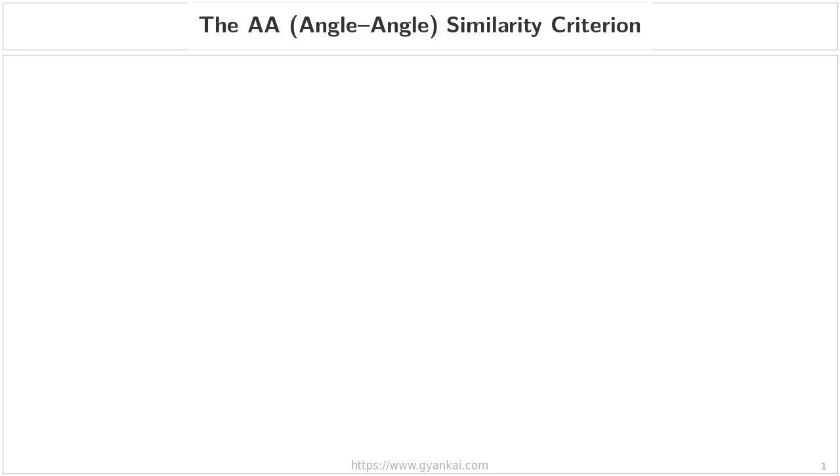The AA angle Similarity Criterion. Welcome, everyone. Today, we are going to explore a very important concept in geometry, the AA, or angle Similarity Criterion.